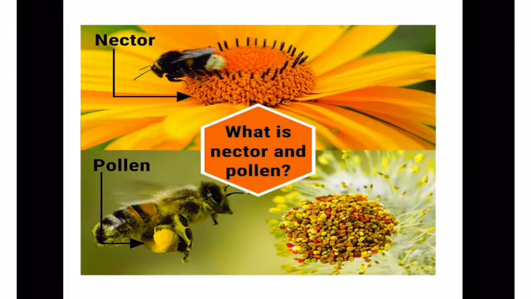So what is nectar? Nectar is a sweet, fluid or sap-like substance present either in the petals, in the pollen, or in the stigma of the flower to attract the insects. When the insects come for their food, they accidentally carry the pollen and help in pollination.